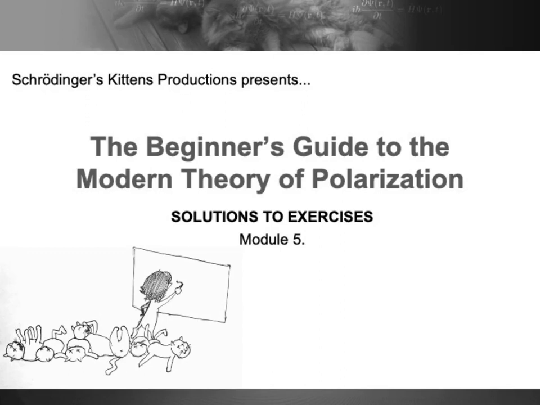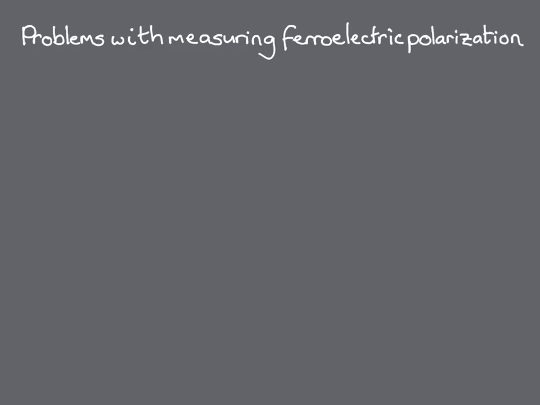Here we'll discuss the solutions to the exercise of Module 5. In Module 5, we were asked to think about problems that might arise when measuring the ferroelectric polarization using the Sawyer-Tower method that could lead to an underestimation or an overestimation of the true value.